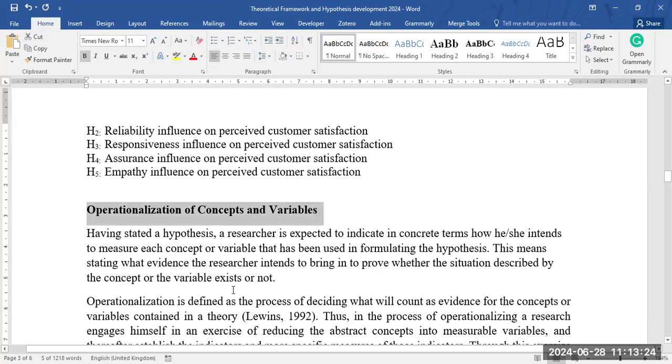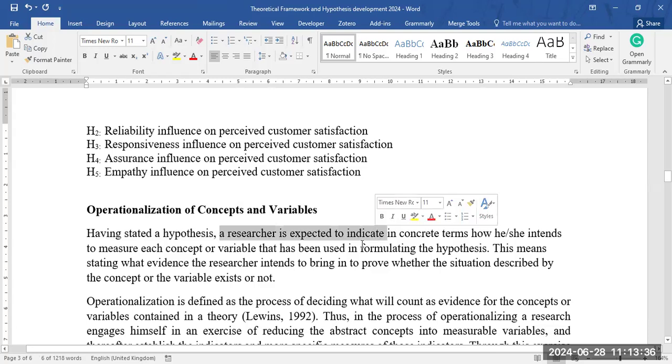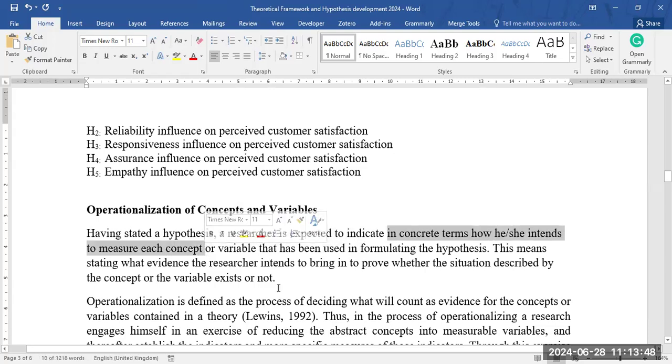Operationalization. Normally, having stated a hypothesis, a researcher is expected to indicate in concrete terms how he or she intends to measure each concept. Now we may have an idea based on the theory, SERVQUAL: tangibility, reliability, responsiveness, assurance, and empathy. These are the concepts, but sometimes we may have a doubt about how we are going to measure them. That's why operationalization means how to convert that conceptual model into operation, in the real world.